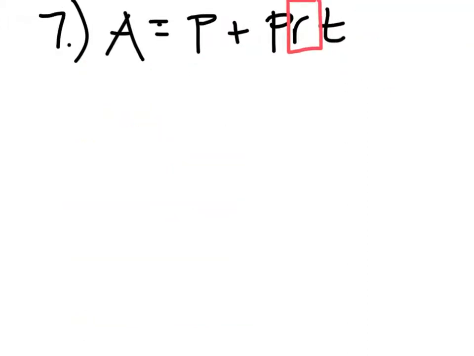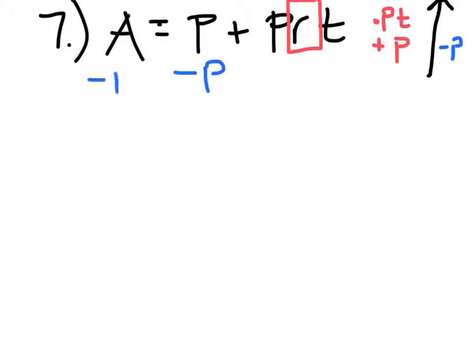In the next example, in number 7, I'm asked to solve for r. So again, I ask myself, what's happening to r? Well, r is being multiplied by p and by t, and then it's being added to p. So to solve, I work in reverse order of operations. The opposite of adding p is subtracting p. So I'm going to subtract p from both sides.